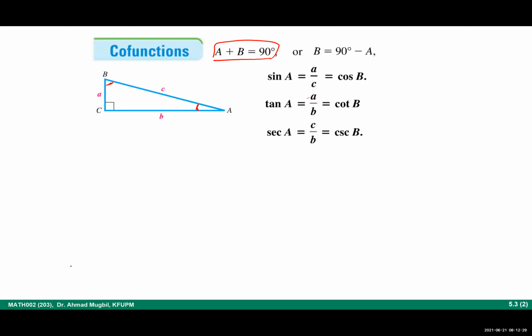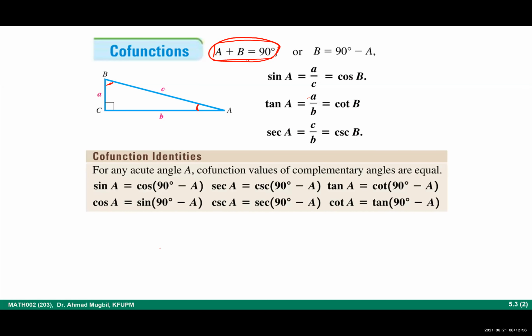So what we conclude from that is whenever we have two angles whose sum is 90 degrees or pi over 2, then they are co-functions. Sine equals cosine, tangent equals cotangent of these two angles, and secant equals cosecant. If you put here B and here A, it is also the same, okay? So we summarize that in this way.